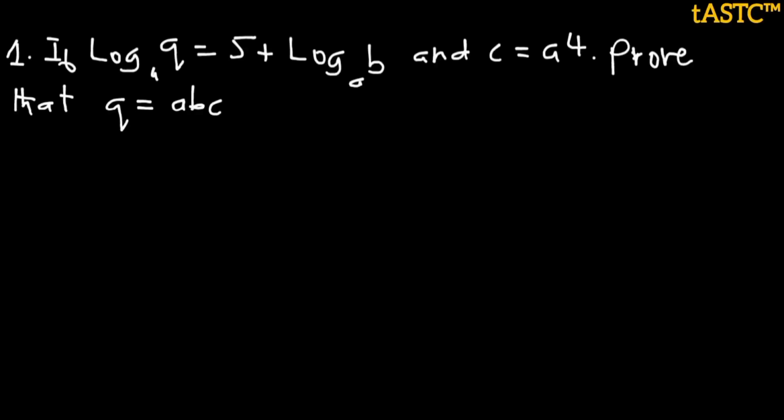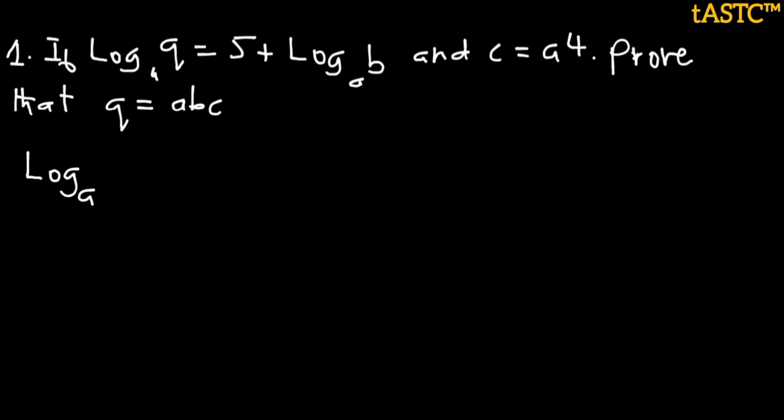In this video, we're going to go through numerical problems under logarithm. Now here is the first question. If log to the base a of q is equal to 5 plus log to the base a of ab, and if you have c to be equal to a to the fourth, prove that q is equal to abc. So the first thing we need to do is to rewrite it.